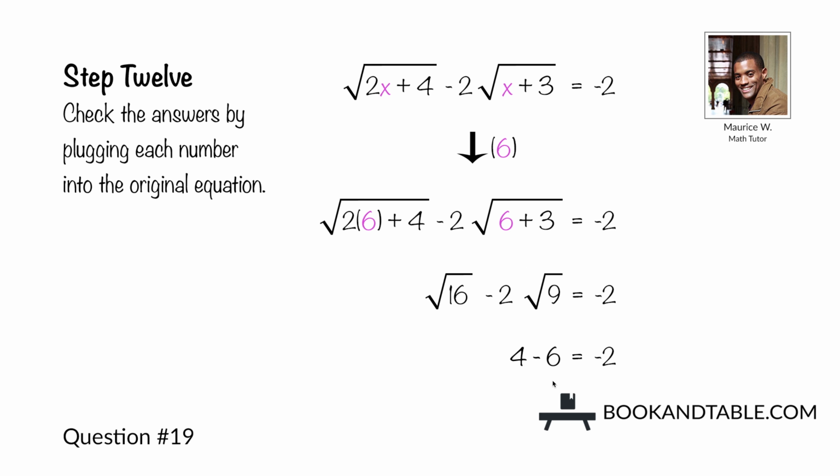And now we test the second value, 6. 2 times 6 is 12. 12 plus 4 is 16. The square root of 16 is equal to 4. The second radical, 6 plus 3 is 9. The square root of 9 is 3. And 3 times 2 is 6. So we wind up with 4 minus 6, which is equal to negative 2 as well, showing that x also equals positive 6.